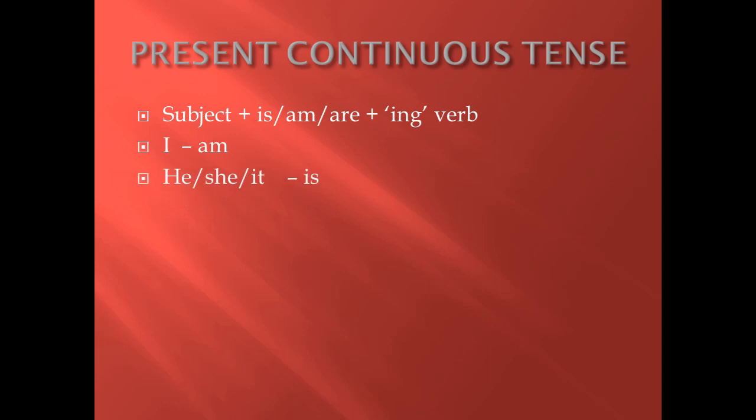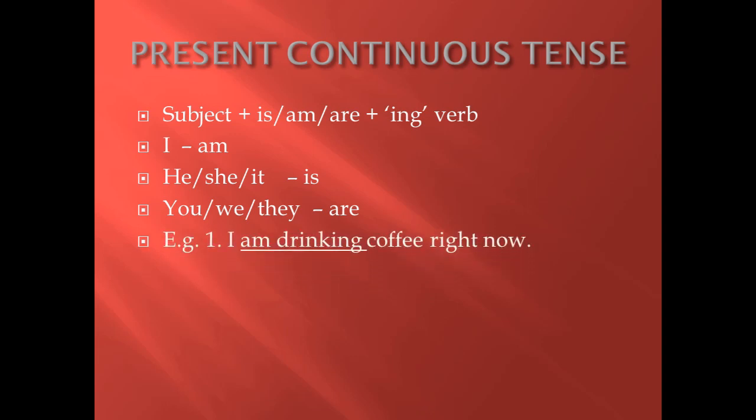In episode 2, we talked about simple present tense. Now let's move on to present continuous tense. We make the present continuous tense with this form: subject plus is, am or are plus ing verb. We say I am, he is, she is, it is, you are, we are, they are. See the example, I am drinking coffee right now.